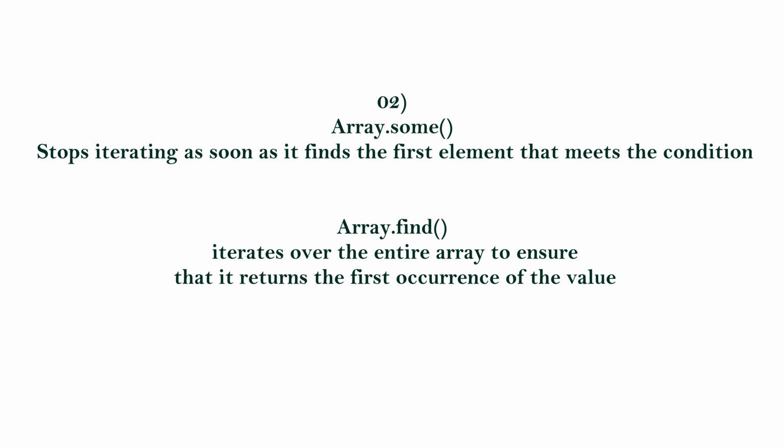Second thing is, in the case of the some method, once it finds the particular element, once the condition is satisfied, it will stop the iteration. It will not iterate the entire array. In the case of the find method, even though it finds the required value in the first place itself, still it will iterate through the entire array and fetch the first occurrence of a value in an array. So this is the difference between some and find.